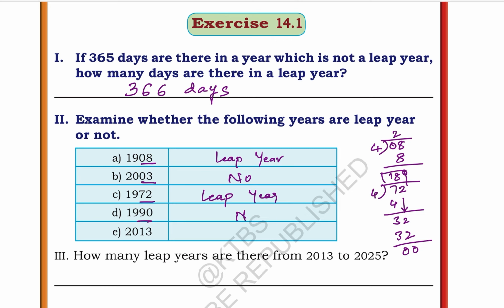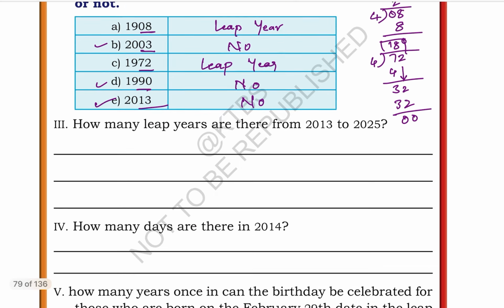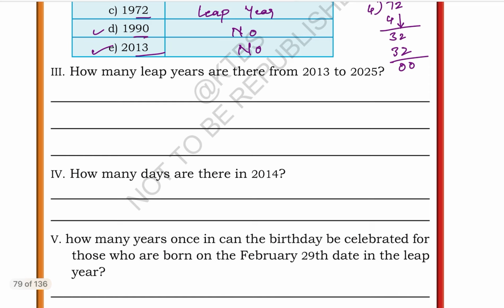1990 not divisible, you can try. 13 not divisible. Okay. You try these 3, whichever I have said no. If you divide these 3, you will get a remainder. It is not completely divisible. It must be completely divisible, then only we will say that year is a leap year.